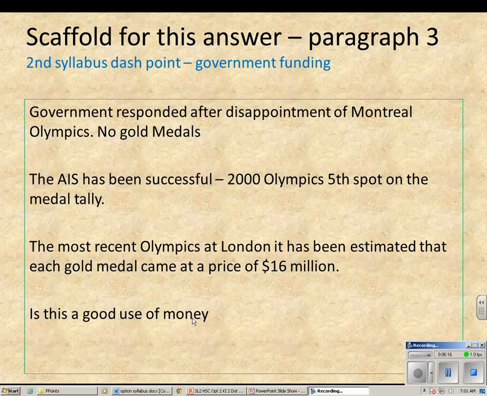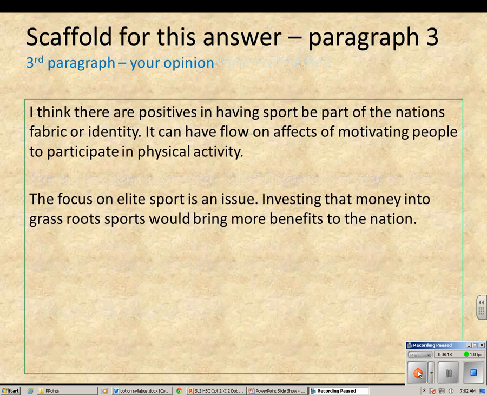And finally, your third paragraph here, your opinion. After critically analysing the issue, what's your opinion on sport being Australia's national identity? I think there are positives in having sport as part of the nation's fabric or identity. It can have some flow-on effects in terms of motivating people to participate in physical activity.